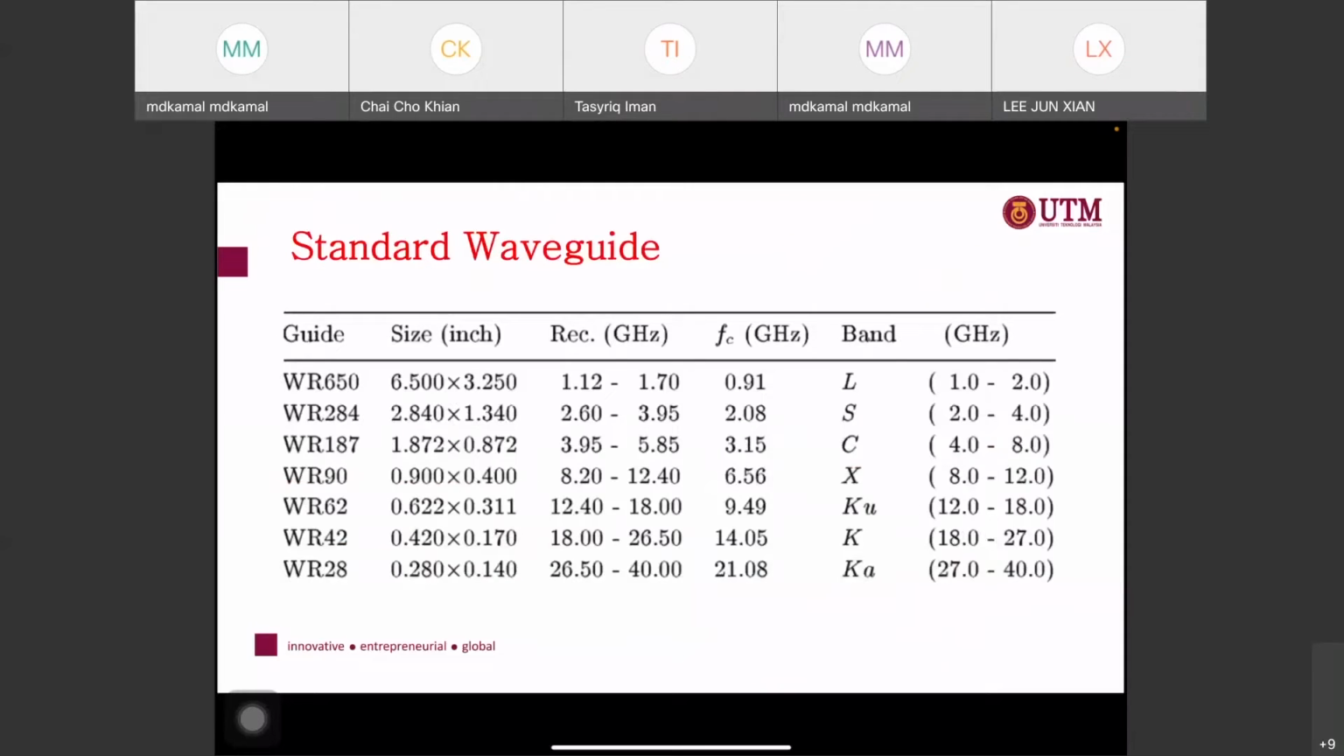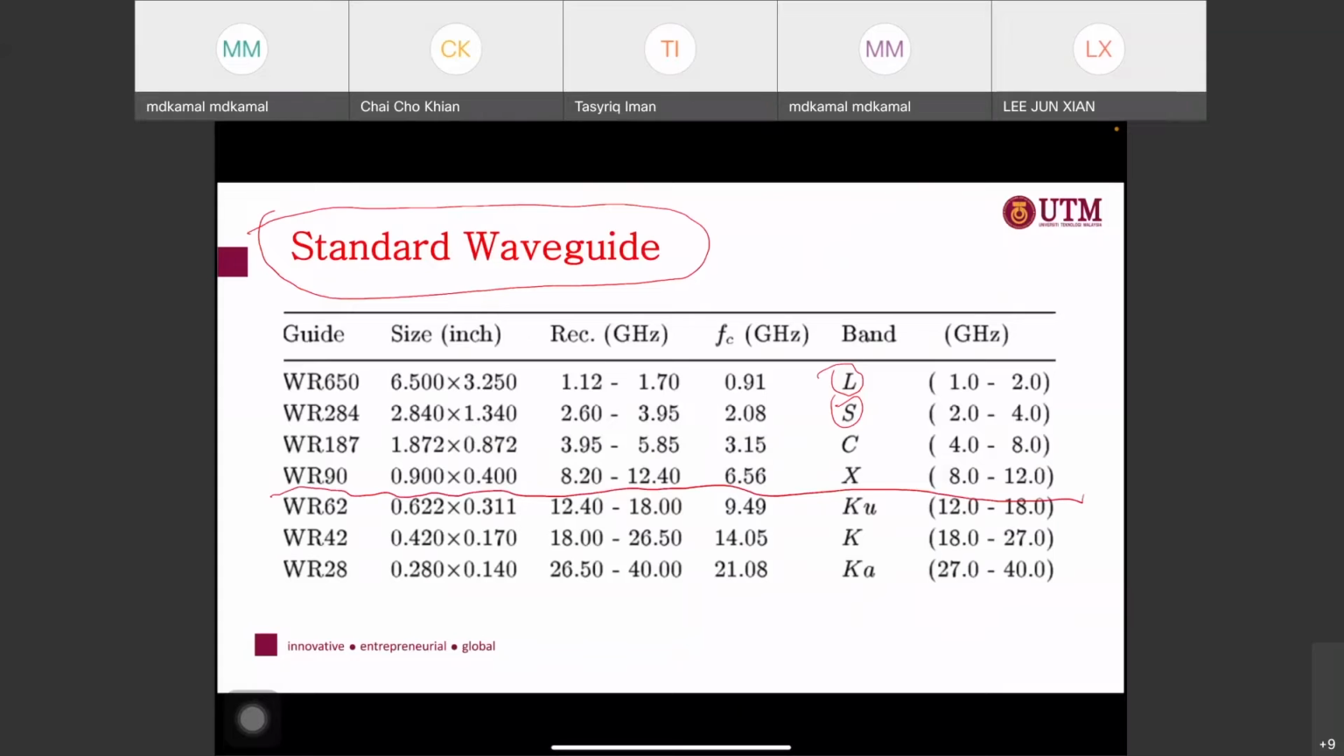Okay, this one I show you all the standard waveguides. If you go to the shop and want to buy a waveguide, you cannot say that you want to use it at this frequency. Usually there are standard waveguides already available in the market. For example, if you want to buy L band, this is the frequency range it can be used for, S band, C band, X band, K band. As you can see here, if we take the example of WR90, this is the X band.